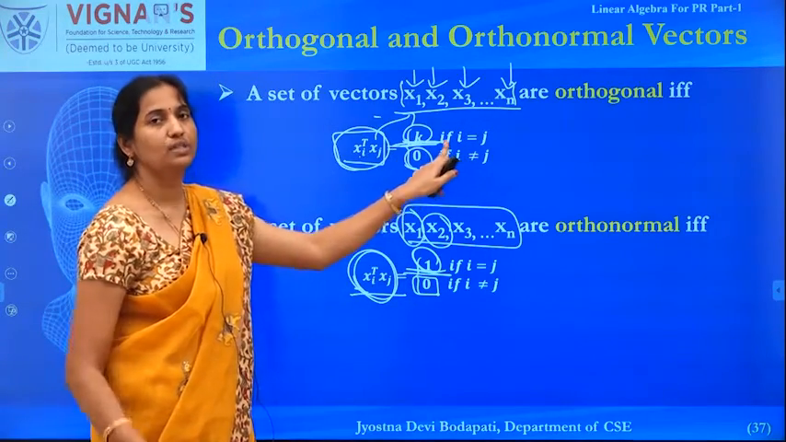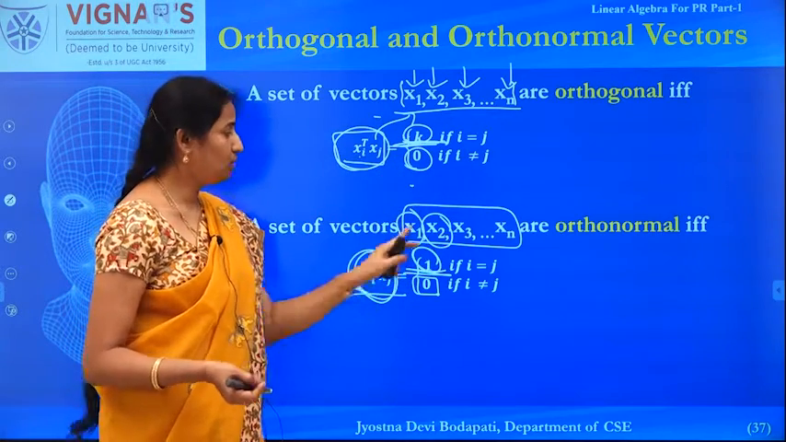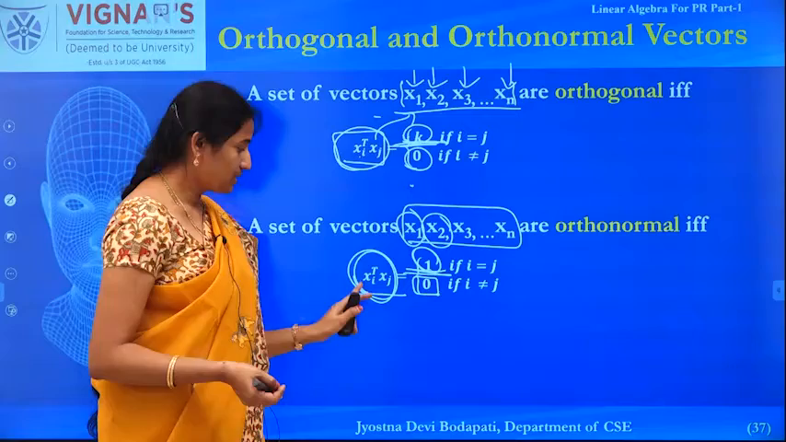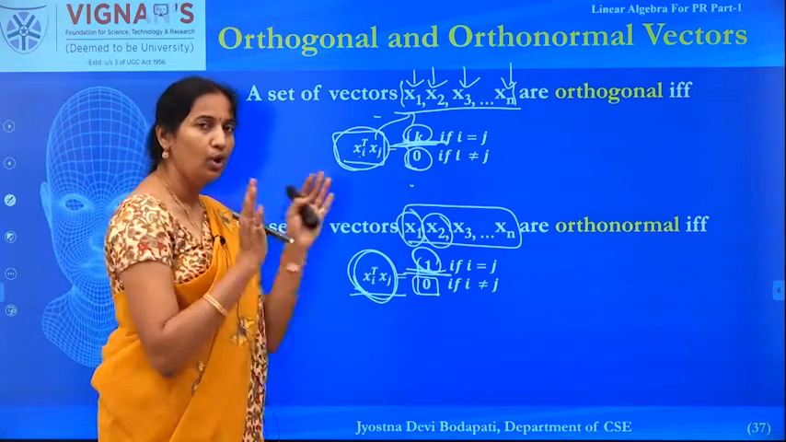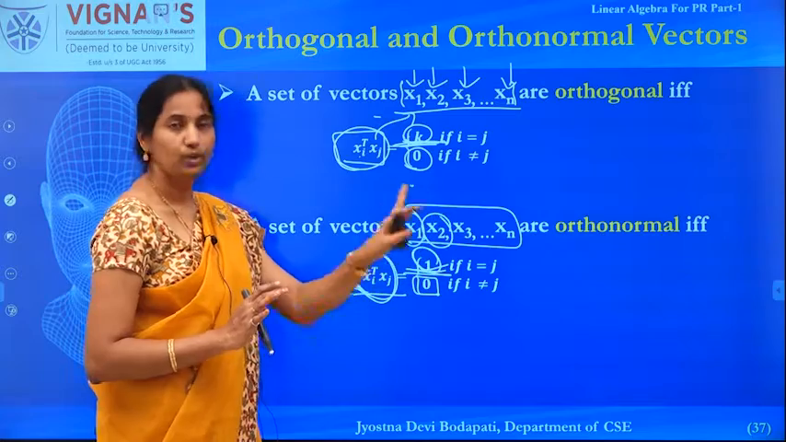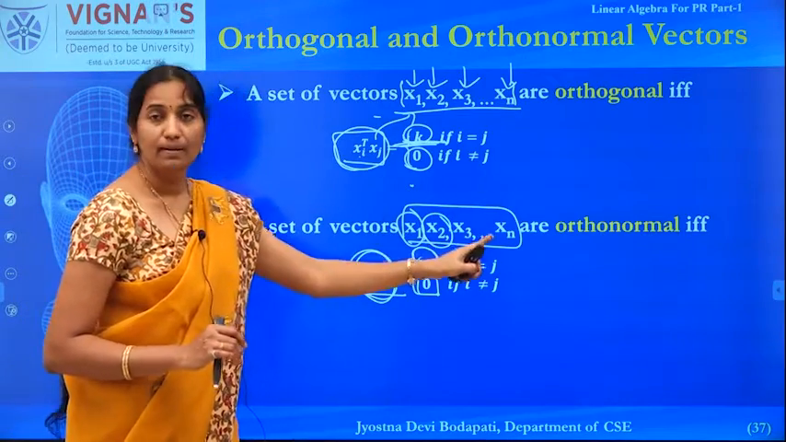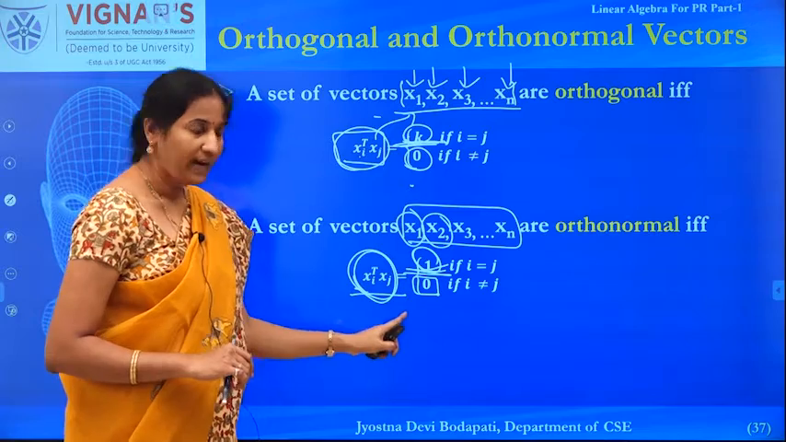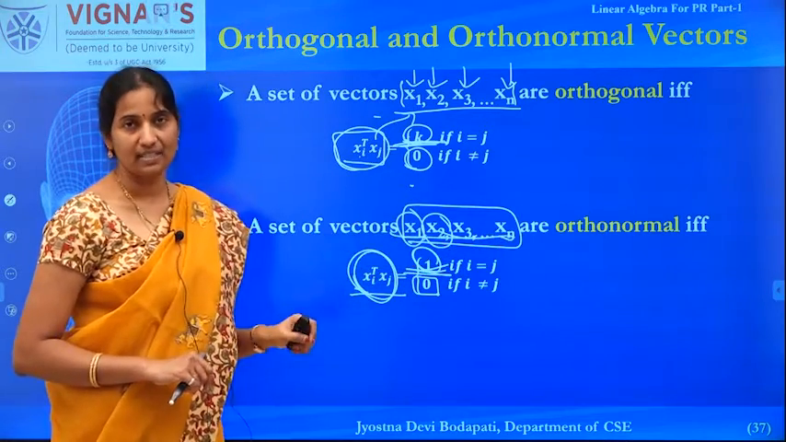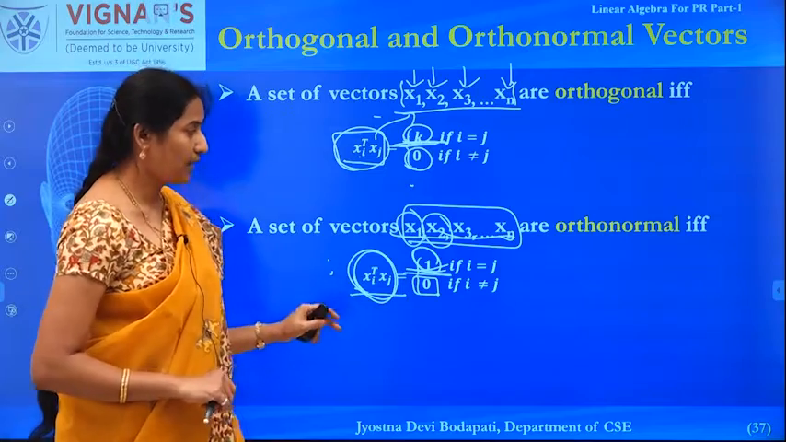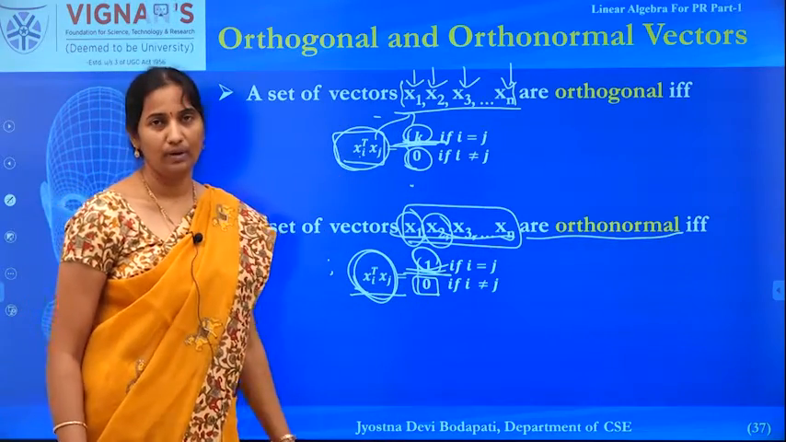The inner product on the same vectors can be any real value in case of orthogonal, but in case of orthonormal, x1 transpose x1, x2 transpose x2 and so on, that means the norm of the vectors should be unit. That is, all the pairs of vectors must be orthogonal to each other, and every vector in this set must be a unit vector. So, if these two conditions are satisfied, then only I can call the set of vectors orthonormal vectors.